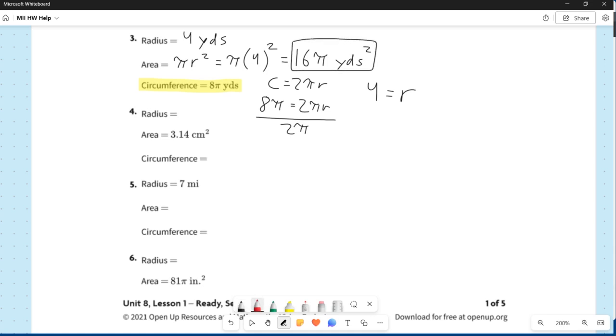If you were to plug in for pi and then round to the nearest hundredth, you would get approximately 50 square yards.